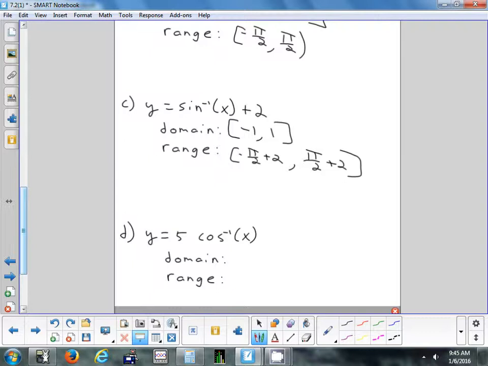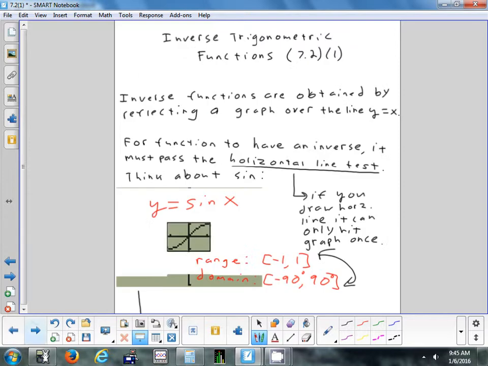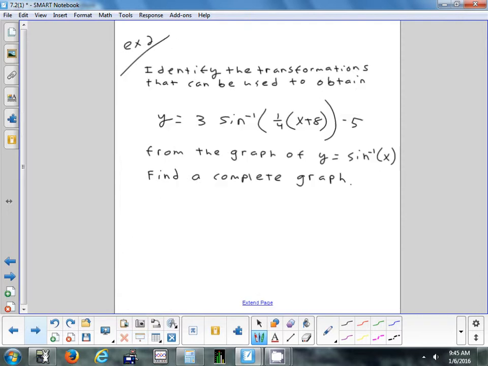Inverse cosine, so be careful on this one. You might have to go back and look something up. What's staying the same this time? What's this 5 going to do? It's going to change the range. That's a vertical stretch. So the x's stay the same. If you don't remember what the domain is for inverse cosine, go back and look it up. Inverse cosine, domain, negative 1 to 1. We're not changing it.